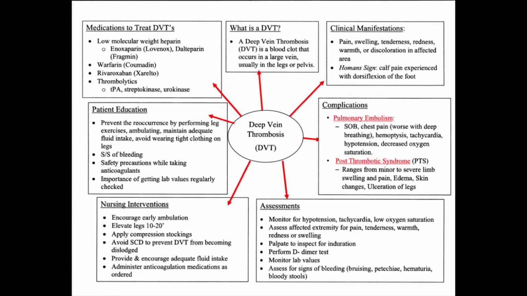You want to make sure that you don't put any sequential compression devices on this patient, because if the DVT becomes dislodged, then it has an increased risk of traveling to the lungs and becoming a pulmonary embolism. You really want to make sure that this patient is getting adequate fluids, and then administer any anticoagulation medications that the providers have ordered for this.